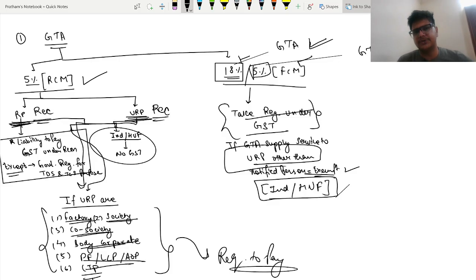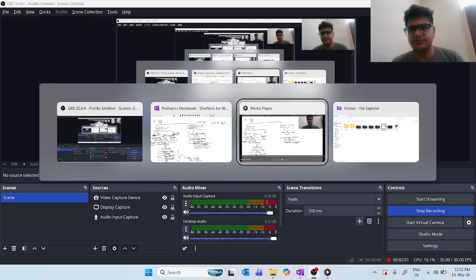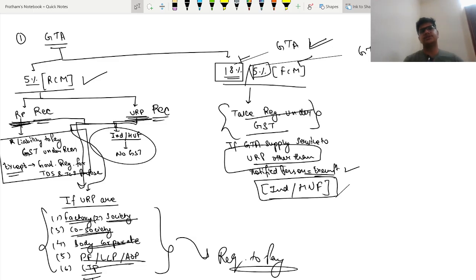Whereas if the GTA opts for the RCM supply, or the reverse charge mechanism, the recipient has the liability to pay GST to the government. Now, if he supplies goods under RCM, then he can supply either to a registered person or to an unregistered person. If he supplies to an unregistered person, then again we have to see whether he supplies to an individual or an HUF, or to the notified person.